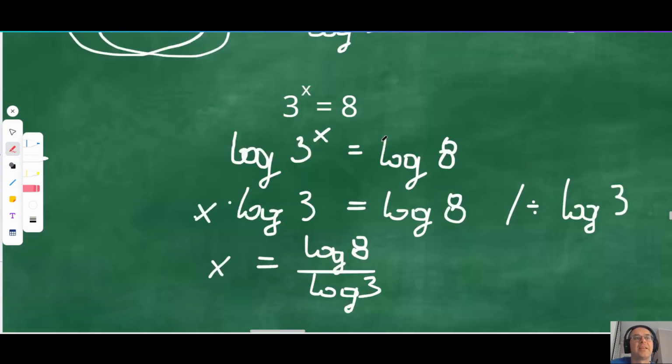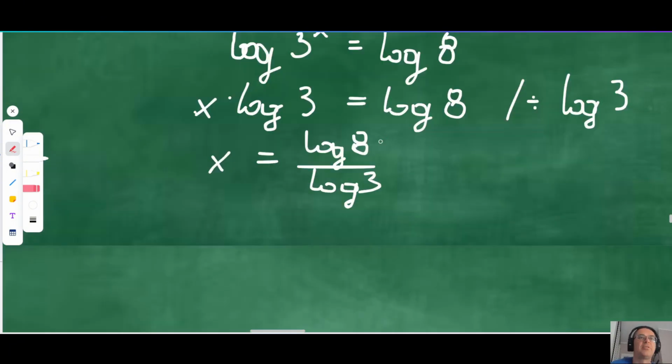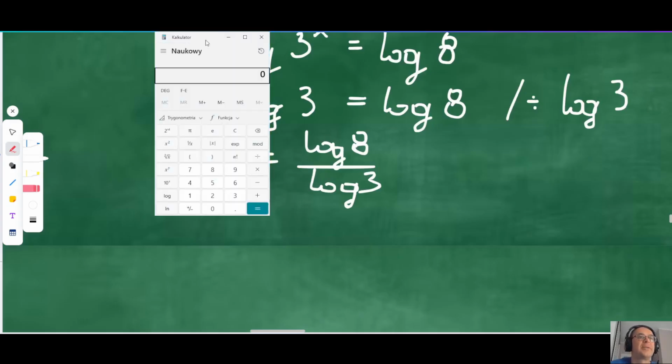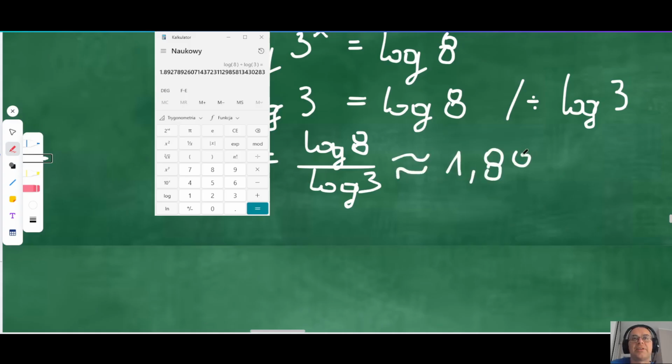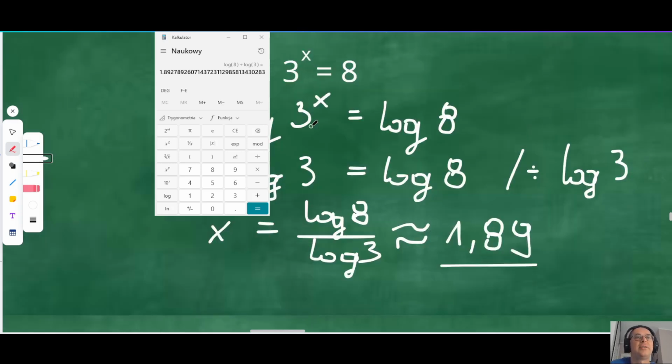That's the whole operation, so now we can enter this into a calculator, and I'll show you how. We calculate the logarithm of 8, divided by the logarithm of 3. Then we click equals, and rounded, we get 1.89. If you are wondering what power you need to raise 3 to get 8, this is it. If we raise 3 to the power of 1.89, and so on, we get 8.